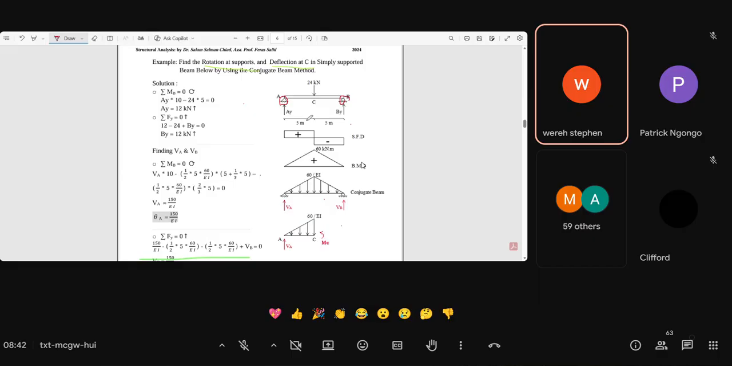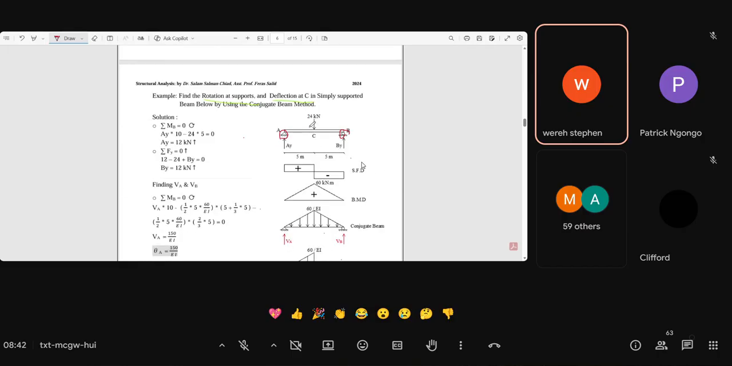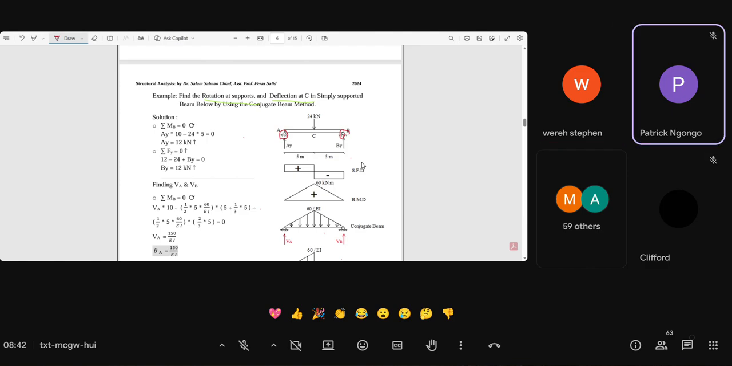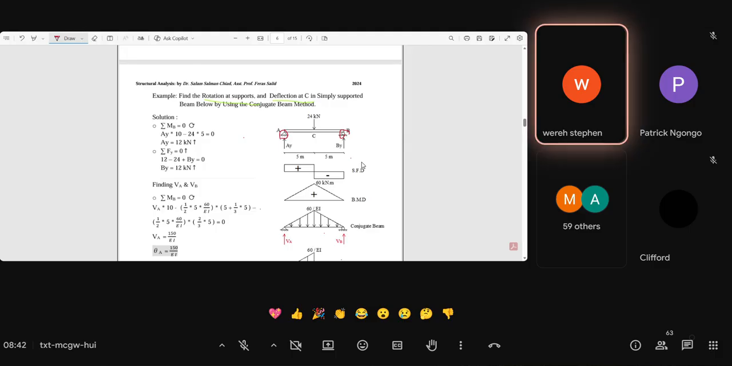So EI, let me answer you. EI is the Young modulus E times I. E is the elastic modulus, I is the moment of inertia. I'm not sure if you have ever come across those two terms. Have you ever come across them? Elastic modulus E and I is the moment of inertia. No? You have never come across them. You have not done any strength of materials.